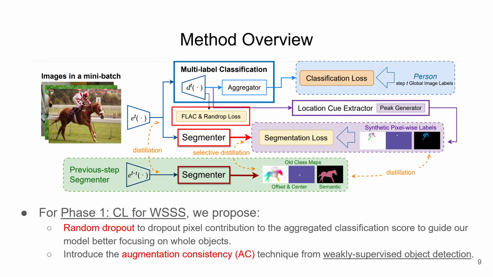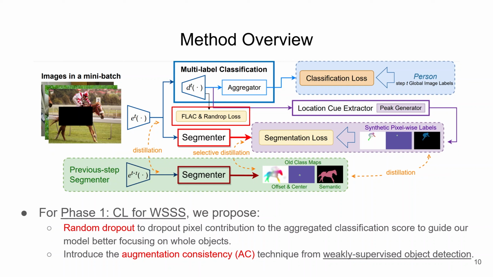Since the semantic segmentation result is important for us to achieve better instance segmentation, and learning only from image labels may simply lead to incomplete segmentation results, we first propose two strategies on the multi-label classification module to improve WSSS. The first one is random dropouts.